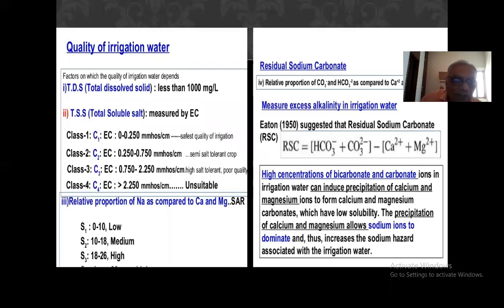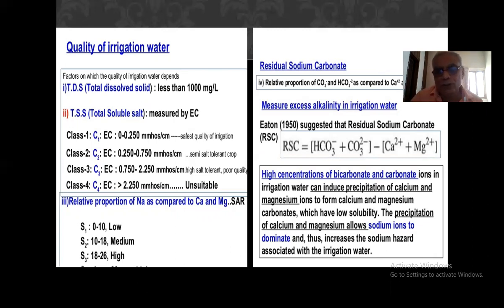So quality of irrigation is very important. Total dissolved solids less than 1000 milligram per liter, then total soluble salt. There are different classes, C1, C2, C4. Then it depends on the basis of the sodium: S1, S2, S3, S4. So I told that S4 and C4 water is not suitable, meaning unsuitable for agriculture purpose.